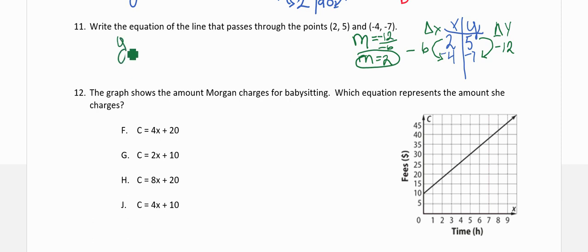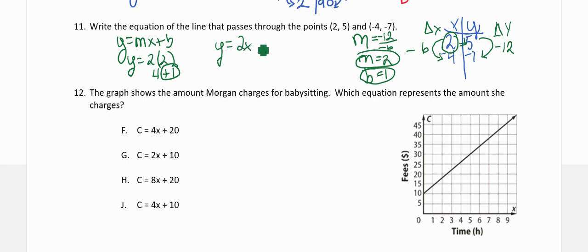Okay, so I'm going to start my equation, y equals mx plus b. So y equals 2 times x. So I'm going to choose the x of 2. 2 times 2. And I need to get to 5, my output. So what would I need to add? 2 times 2 is 4. So I would need to add 1 to get to 5. So my y-intercept is 1. B equals 1. So my equation is y equals 2x plus 1.